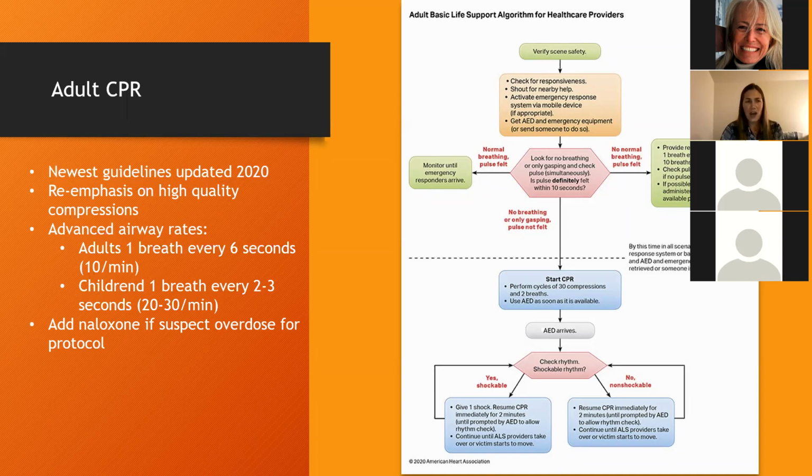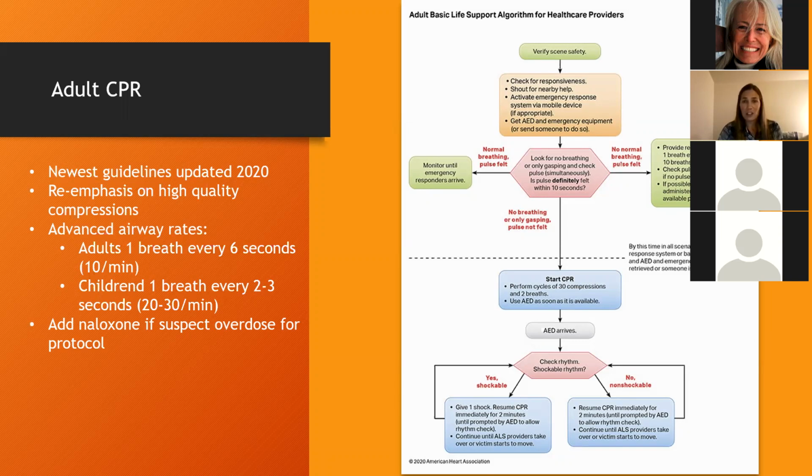The other thing that they've added is a protocol for naloxone if there's a suspected overdose. I checked with both patrols. There is no naloxone on the hill. Part of it's a cost thing. It's just not available. That would happen when the ambulance or helicopter got there. But just so that you're aware, that is now part of all of the protocols, to deliver naloxone if you suspect any type of overdose.